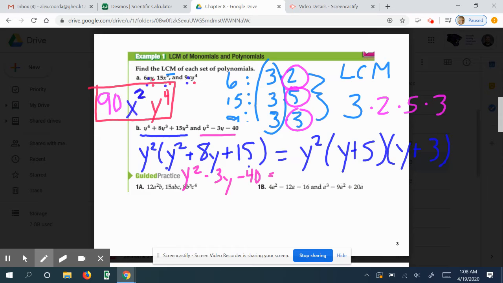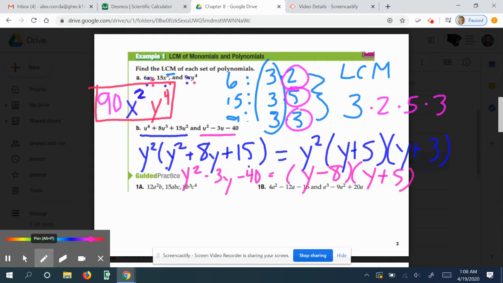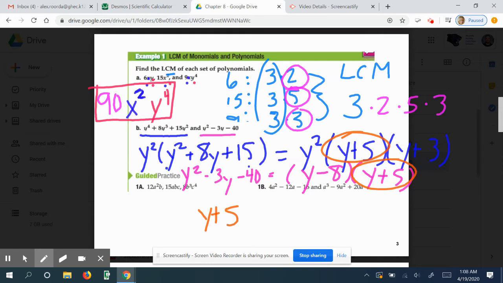So the two numbers that multiply to negative 40 and add up to negative 3 are going to be negative 8 and positive 5. So it's going to be y minus 8 and y plus 5. Now, you'll notice that I have y plus 5 in both of them. So that's my first factor, right? Just like I did with the numbers, y plus 5 is the first factor. And then I have to add everything else in.